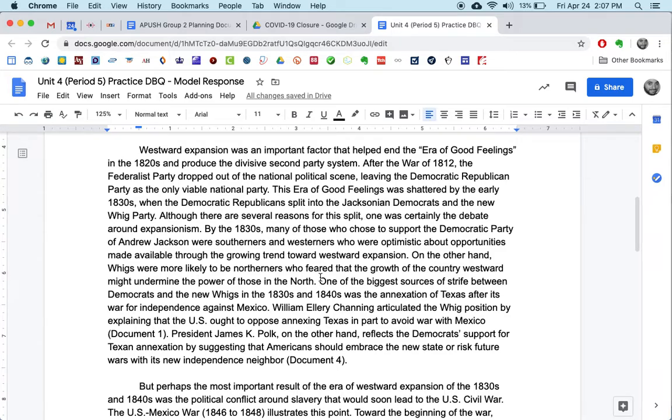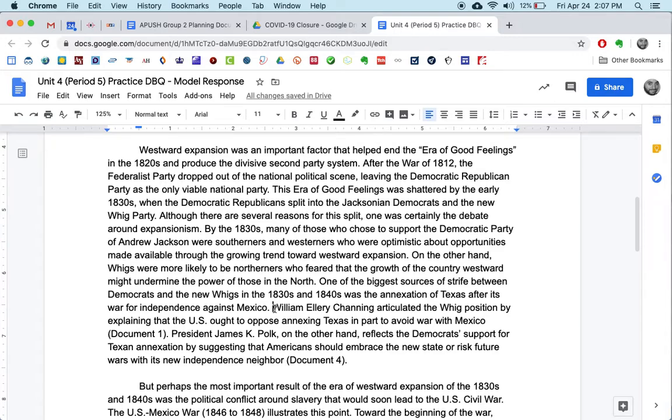One of the biggest sources of strife between Democrats and the new Whigs in the 1830s and 1840s was the annexation of Texas after its war for independence against Mexico. I don't use Texas up here as my evidence because it's all over the documents. There are like two or three documents that specifically talk about the annexation of Texas. But I can use it down here to provide information related to the documents. It's kind of crucial that I do.